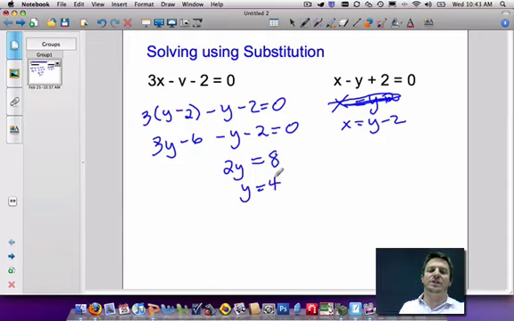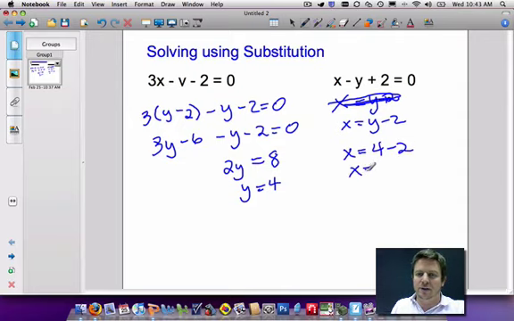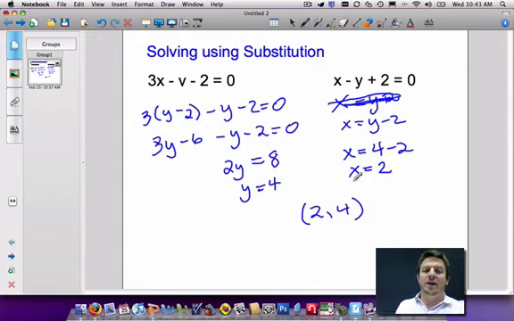But this is not our final answer. Remember that when we solve simultaneous linear equations, it's important to put your answer in coordinate form. So let's go over here now. We're going to take this answer, substitute it in up here. So I'm going to rewrite this and write 4 minus 2, and indeed the answer is 2. So we write our answer in coordinate form, the x value first, and we get 2, 4. So let's review here that we've got two equations with two unknowns. We isolated the x, substituted in over here, and got our answer.